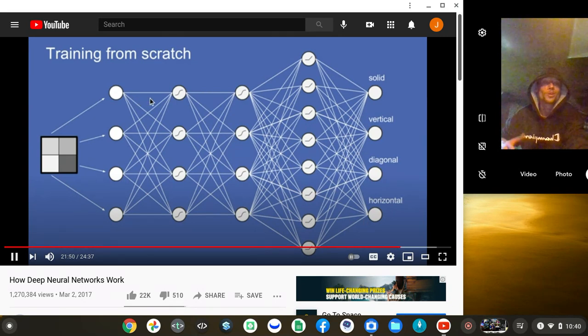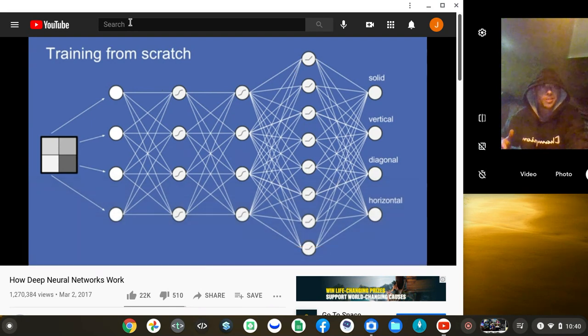Why A through Z though? Why not A through T? Well, we assign them all random values: A, B, C, D, E, F, G, H, I, J, K, L, M, N, O, P, and I can stop that program right there. We know the answer to this. We know whether it's going to be solid, vertical, diagonal, or horizontal.